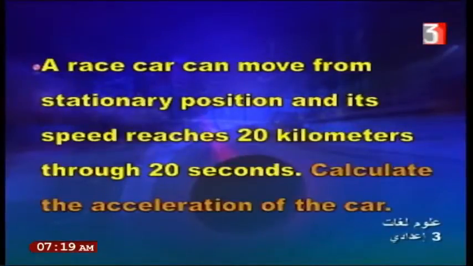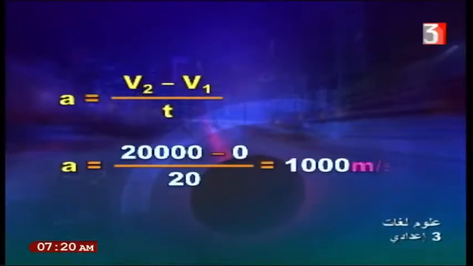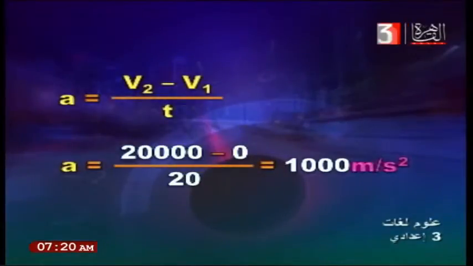Calculate the acceleration of the car. Firstly, we will find the acceleration from this law: a = (v2 minus v1) over t. The final velocity v2 will be converted from kilometers to meters per second, so it equals 20,000 meters per second minus v1, or 0, over 20, which is 1,000 meters per second squared.